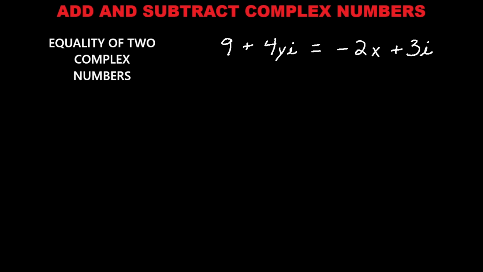We start by first grouping the real number components, and I see here that I have 9 and 2x, so if I divide both sides by -2, I get that x equals -4.5.